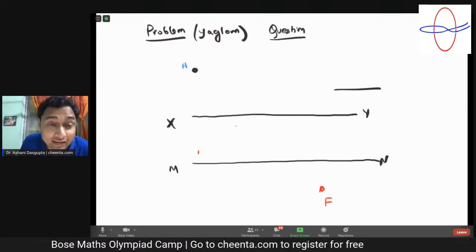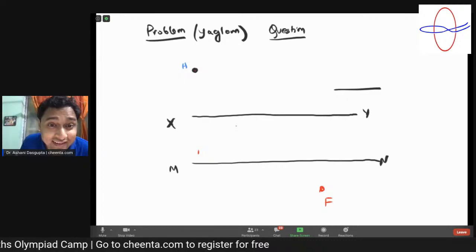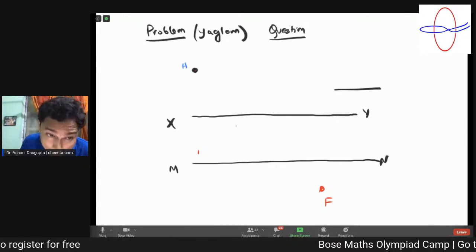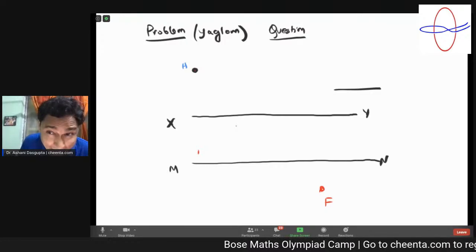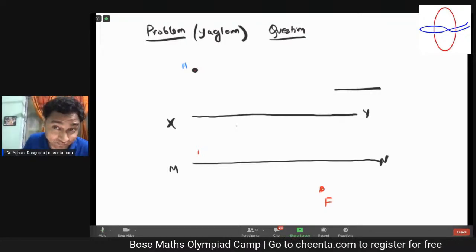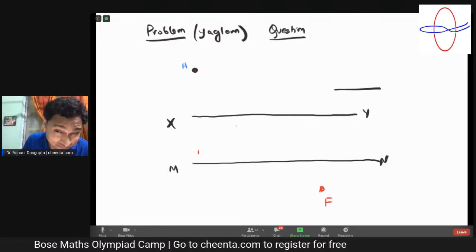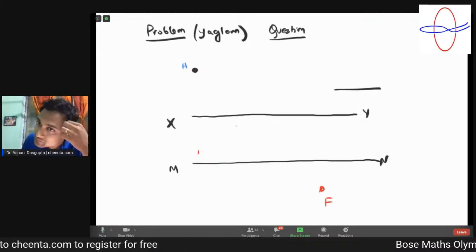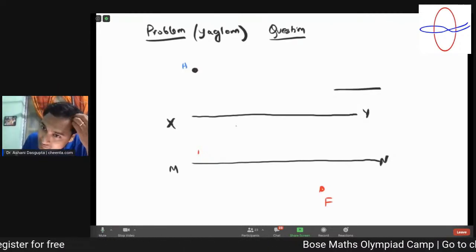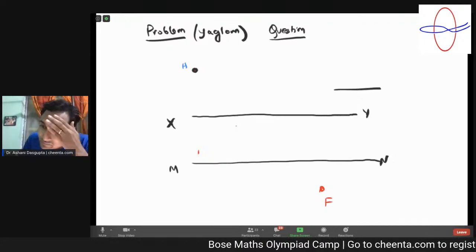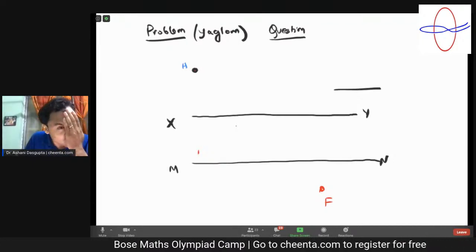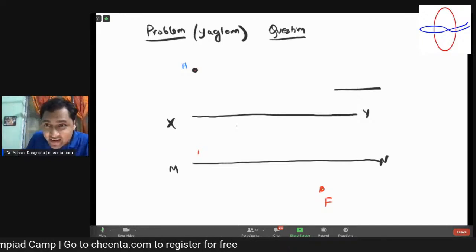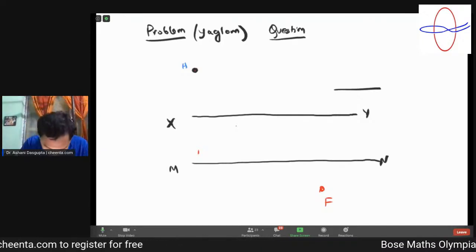Sir, you can move M, N, and F together above, connecting MN to XY, so that it becomes one line. And then you draw a line from H to F, and then you again expand the river and make a perpendicular line between the two, between the line HF. Okay, you're almost there. Someone else, go ahead.